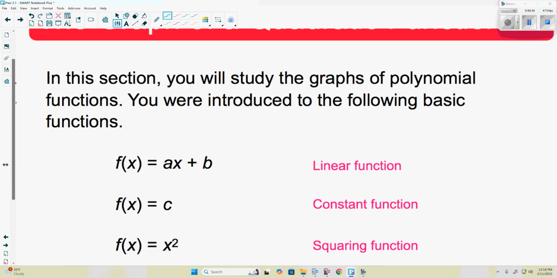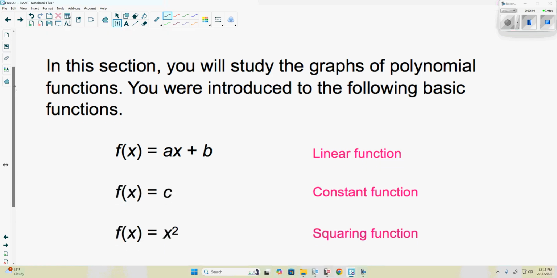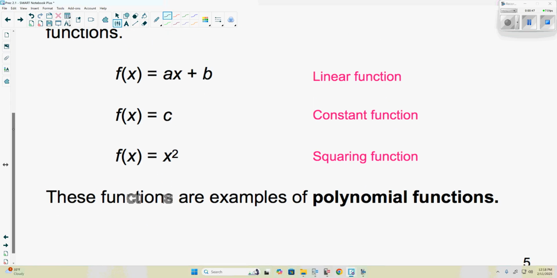In this section, you'll study graphs of polynomial functions. We're not going to do a whole lot with them, but we will look at them, identify them, and be able to understand certain parts of the graph. We've talked about this before: y equals mx plus b is a linear function, the equation of a line. f of x equals c, where c is just a number, so f of x equals 7 is a constant function. Graphically, it's just going to be a flat line.